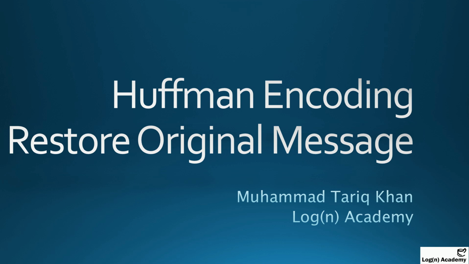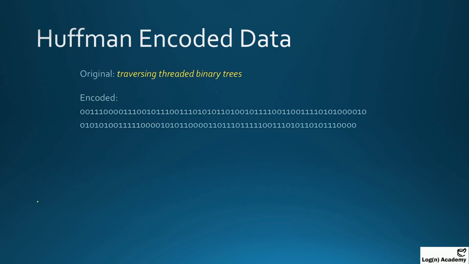So what will happen is, the sender will send the encoding to the receiver. At the receiver end, the data will be restored back into the original message. So let's see how we can restore the original message. Here we have the original text, which was "traversing threaded binary trees", and we have this encoded message, which is the original message but compressed, a combination of zeros and ones. Now, using this data, how can we get the original data?